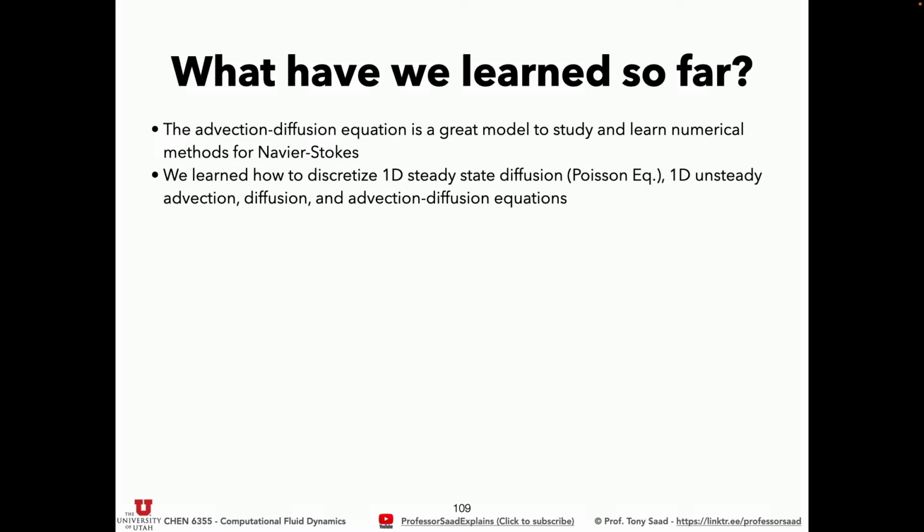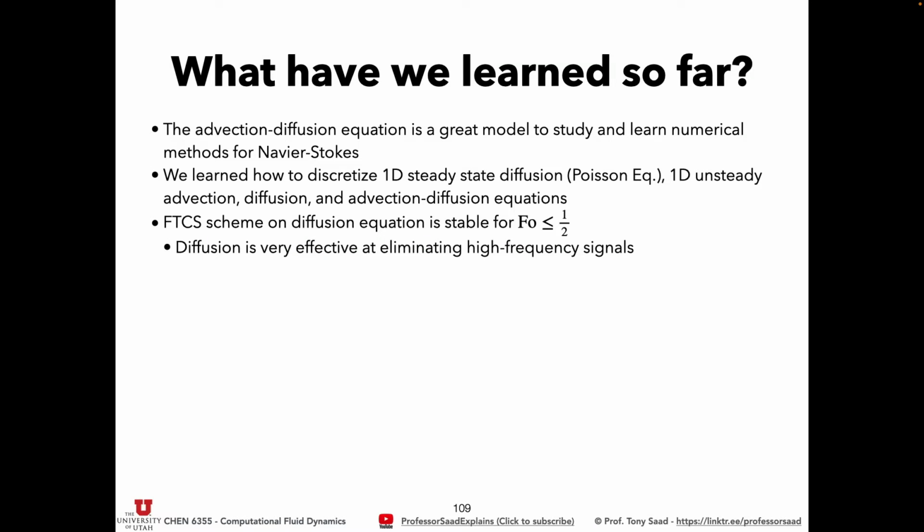We learned how to discretize the 1D steady state diffusion, the Poisson equation, 1D unsteady advection, unsteady diffusion, and advection-diffusion equations, all in 1D. We learned that the FTCS scheme, forward in time, central in space, on the diffusion equation is stable for Fourier numbers less than half. And we also learned that diffusion is very effective at eliminating high-frequency signals. Good. We learned that the FTCS scheme on the advection equation is unconditionally unstable.